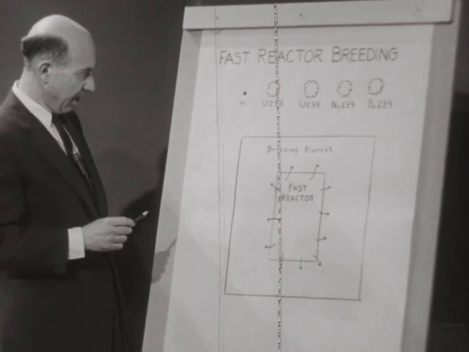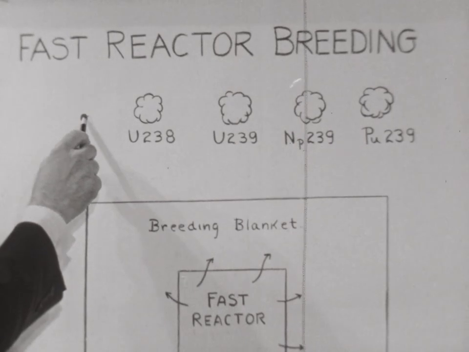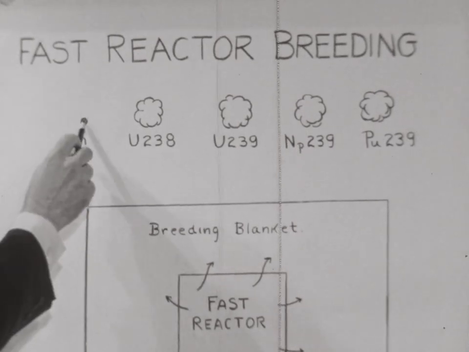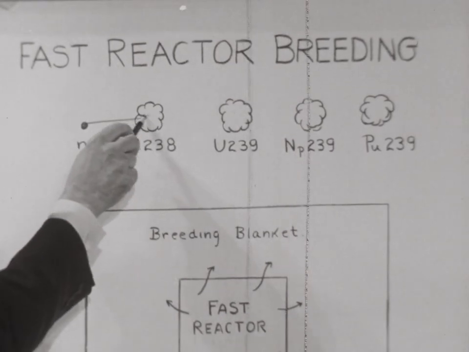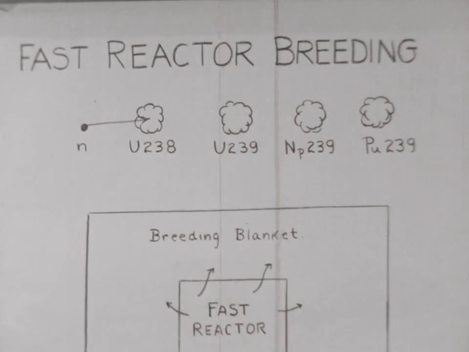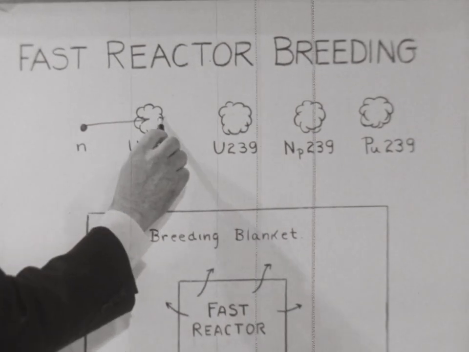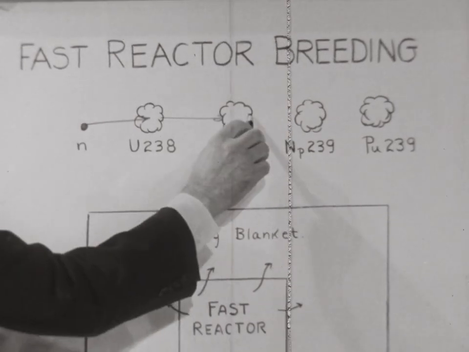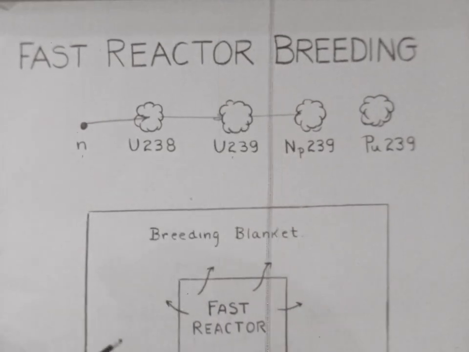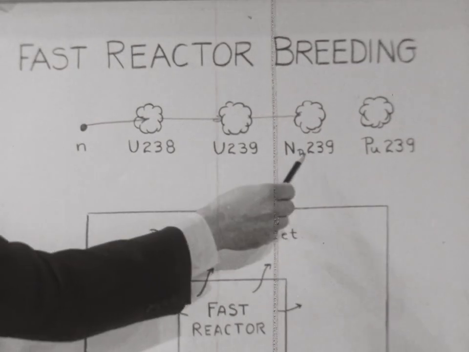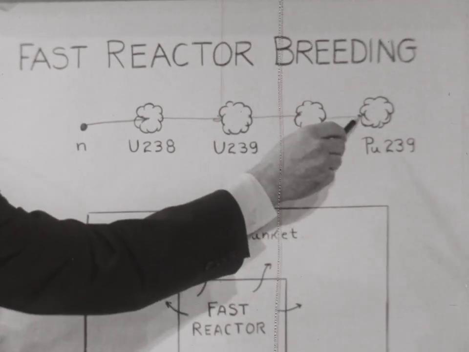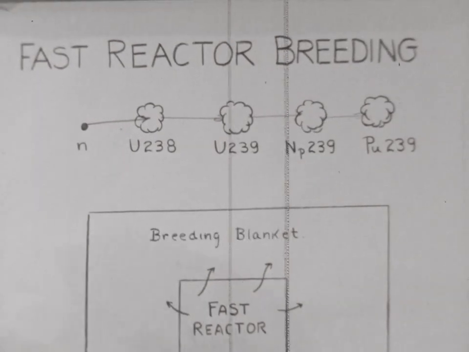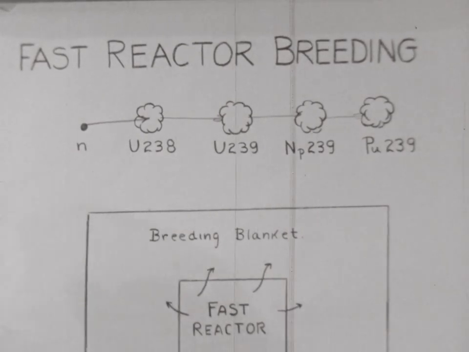Now, U-238, which is the common isotope in natural uranium, is what is called a fertile material. If a neutron enters U-238 and is captured by it, it forms U-239. The U-239 is unstable and decays through the emission of a beta particle to Neptunium-239. This, in turn, decays to plutonium-239 by the emission of another beta particle.